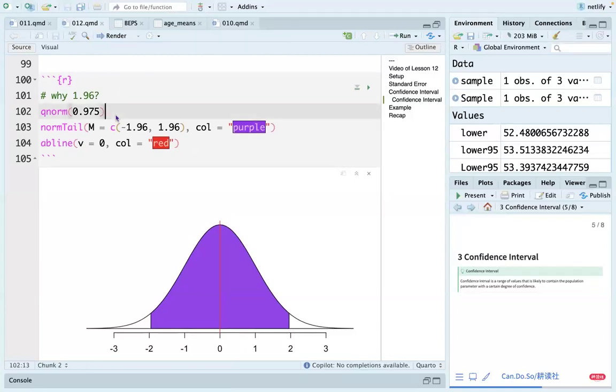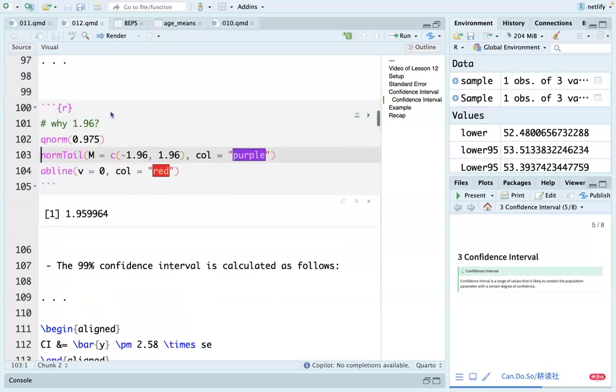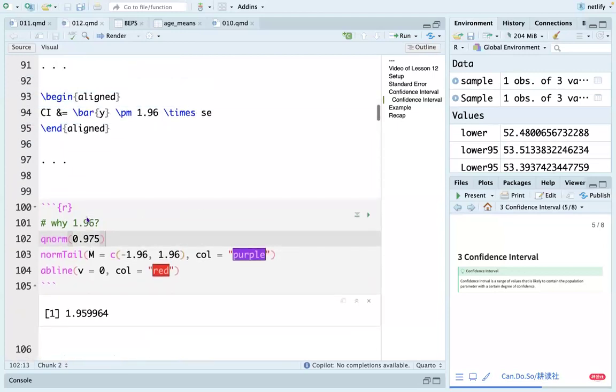We have learned in the previous course that we can find the critical value of certain probabilities. In this case, we find the value for the probability of 0.975. So in this case, it's 1.96. That's why we use 1.96.